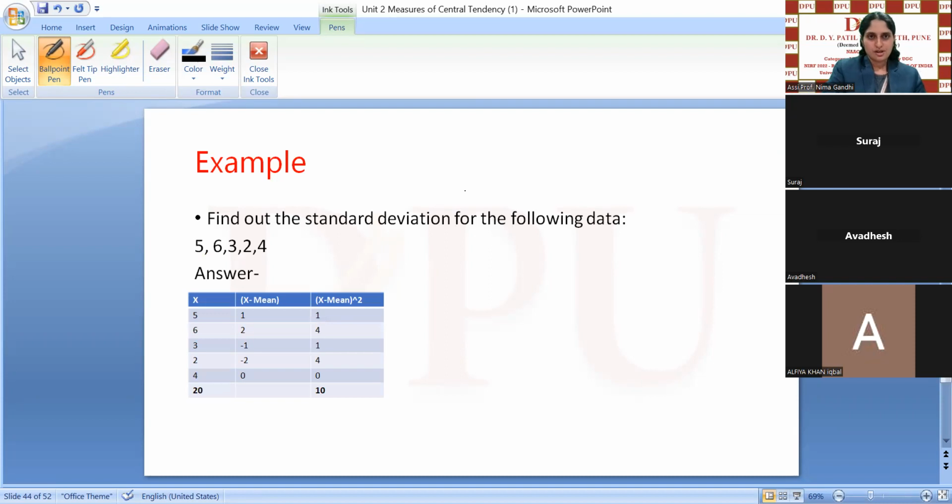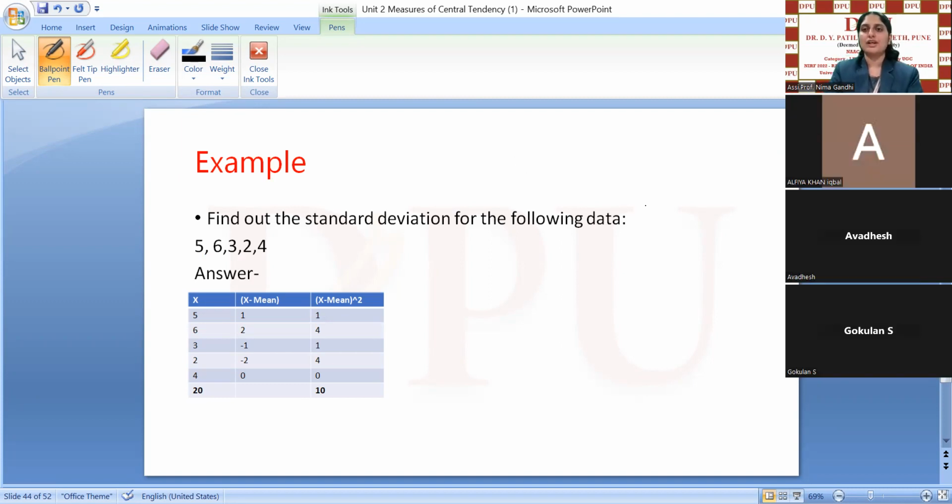Find the standard deviation for the following data: 5, 6, 3, 2, 4. For finding the standard deviation, you can first calculate the variance, or you can directly do the calculation under the root. But it is always better to write it down. So what is the formula for sigma square?